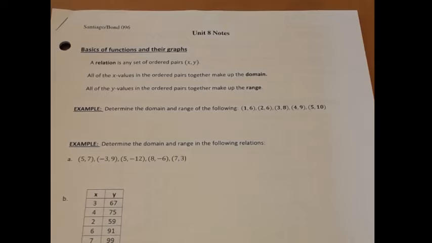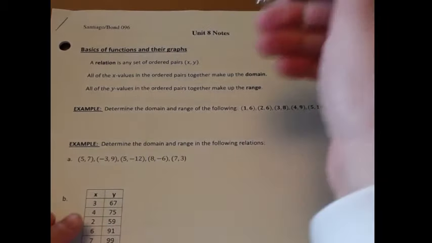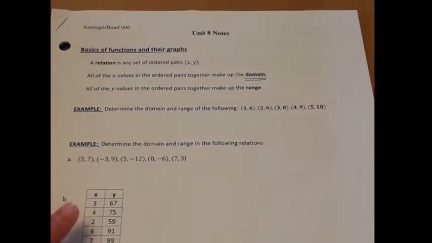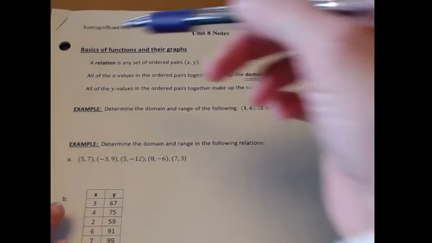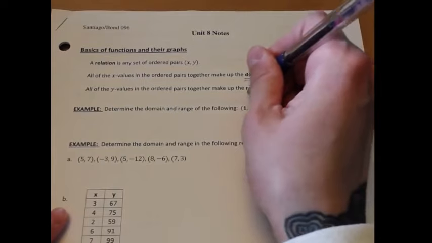So the basics of functions and their graphs. So we're going to start off with the idea that a relation is any set of ordered pairs x and y, right? So you can literally have a list of ordered pairs and that would provide you with a relation. All of the x values in the ordered pairs are called the domain. They belong to the domain. All of your y values, they belong to the range.